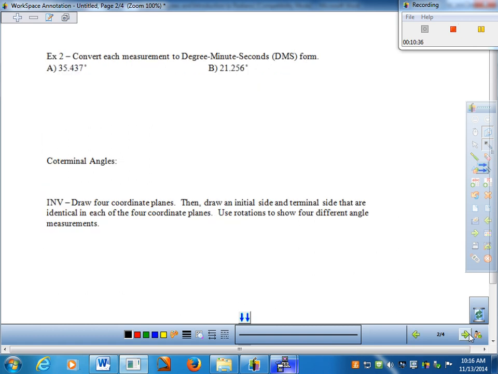Example 2 obviously then just reverses the process. I've given you the decimal degree, and we're going to go to degrees, minutes, and seconds on this. So I'll do 2A. Would love for you to do 2B if possible. So 2A is in between the 35th and 36th degree, and I have really 437 thousandths of a degree. I guess that's how we would read this. How would that translate into the number of minutes?